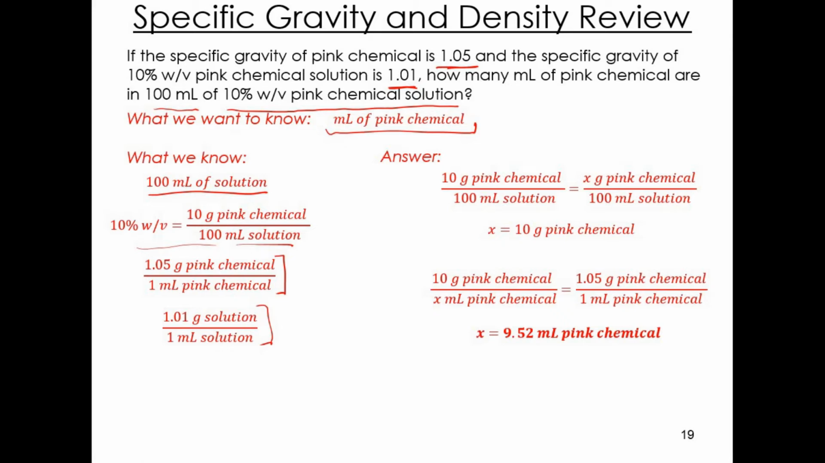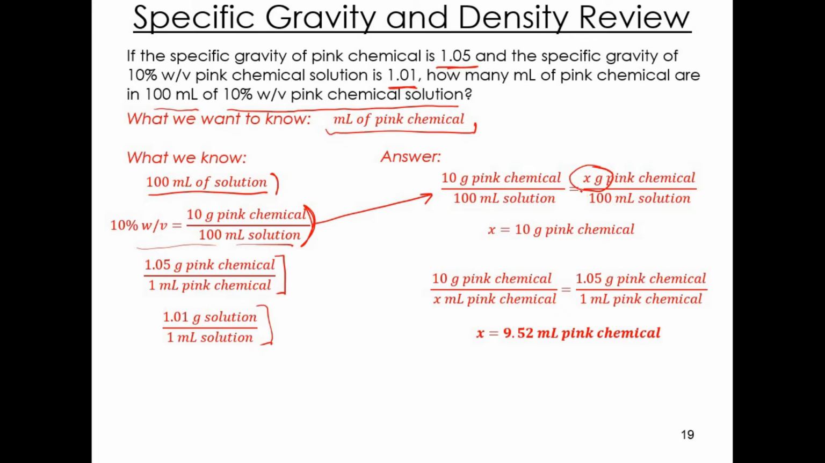So thinking about this for a minute, you can see that given a volume like this and a concentration like that, we can at least figure out how many grams of pink chemical are in this solution. Setting up a proportion like this, if there are 10 grams of pink chemical in 100 mL of solution, how many grams of pink chemical are in 100 mL of solution?